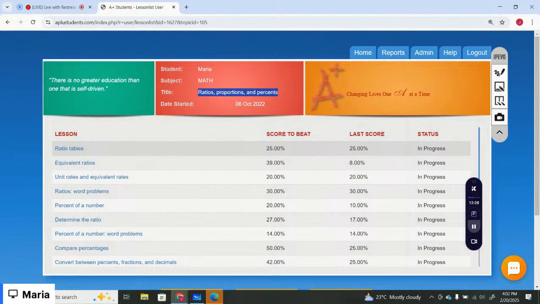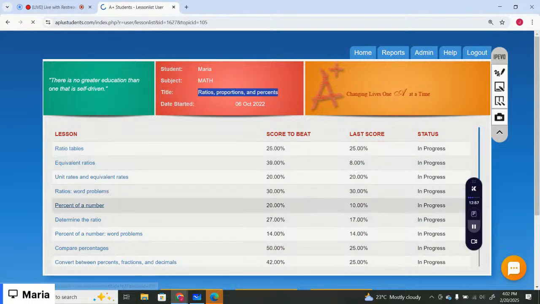Here I'm on grade 5 math. The chapter we're on right now is ratios, proportions, and percents. Let's just start with the lesson that is percent of a number.